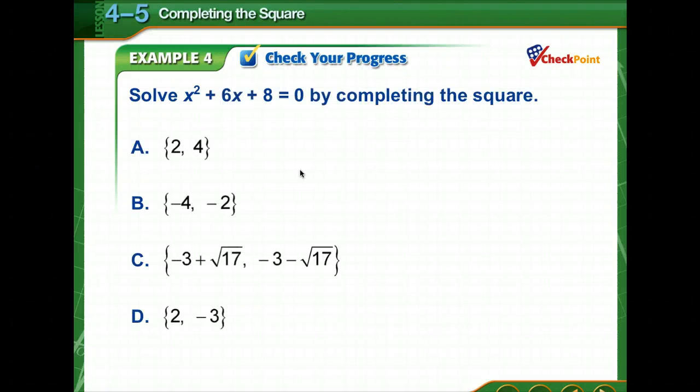So time to check your progress. Pause for a moment and work this one, and then come back and check your answer. Okay, our answer is going to be B. Notice that x squared plus 6x plus 8 is not a perfect square, so we're going to subtract 8 from both sides. Half of 6 is 3. 3 squared is 9, so we're going to add 9 to both sides. So we're going to end up on this side with x plus 3 quantity squared is equal to 1. So x plus 3 is equal to positive or negative 1. So when we solve, we get negative 4 or negative 2.